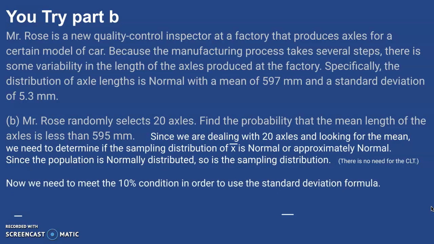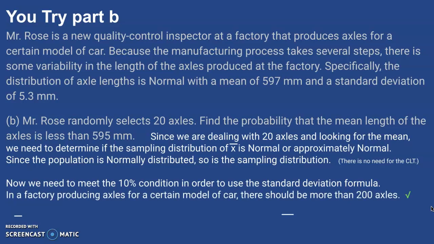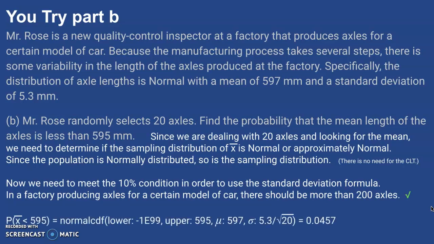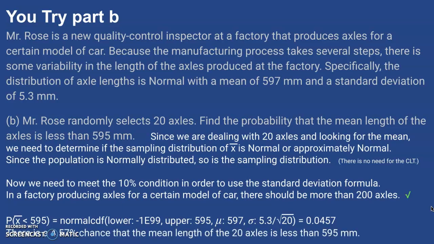Now we need to meet the 10% condition in order to use the standard deviation formula. In a factory producing axles for a certain model car, there should be more than 200 axles. All right, so now we want the probability that x-bar is less than 595. Use normal CDF again, and this time you're going to have to change the standard deviation. So instead of 5.3, it's 5.3 divided by the square root of 20. And now we have a much smaller probability. It's only 0.0457. In other words, there's a 4.57% chance that the mean length of the 20 axles is less than 595 millimeters.